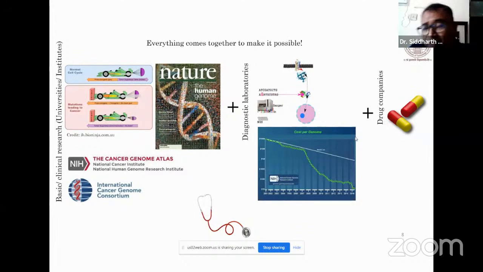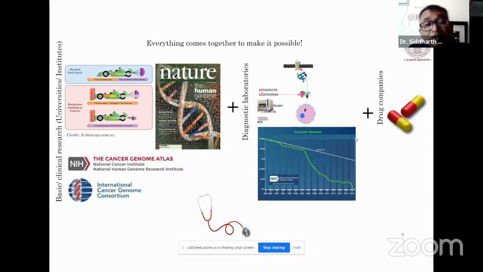So let's say if you talk about breast cancer, then ER positive breast cancers, HER2 positive breast cancers, or triple negative breast cancers. If you talk about ovarian cancers, or high grade serous ovarian cancers, or endometrial cancers, lung cancers like adenocarcinoma, squamous cell carcinoma.